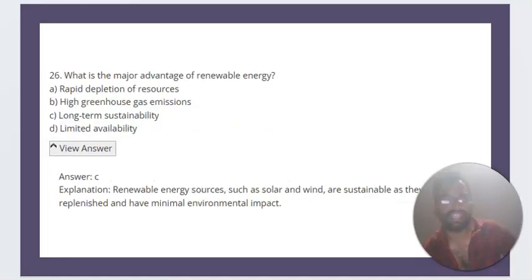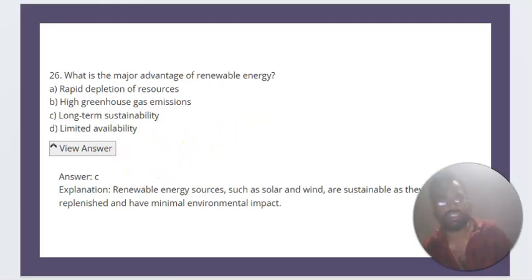Okay, now you can see the next one: what is the major advantage of renewable energy? This is very important, and very simple. Here the A1, B1, C1 and D1 options are mentioned. You can see C1, long term sustainability. The major advantage is that when activities are more developed in renewable energy, long term sustainability is very important.